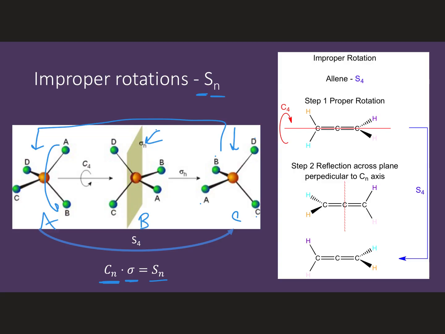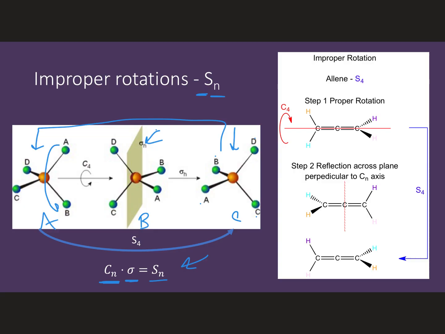So by doing these two operations together, we've come up with a new structure, a new way of looking at it. That is what an improper rotation is. It's rotation followed by reflection to get back to where we are. And these could be a little bit harder to see now just because they're something different to us. So here's another example here.